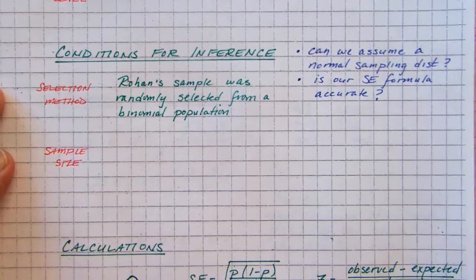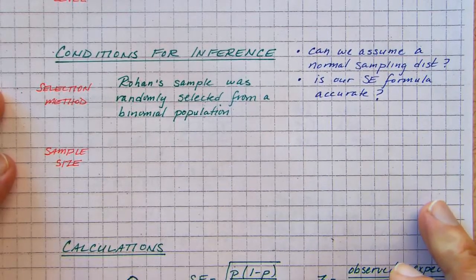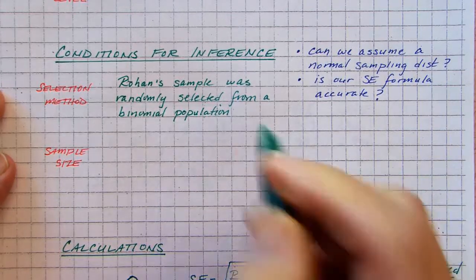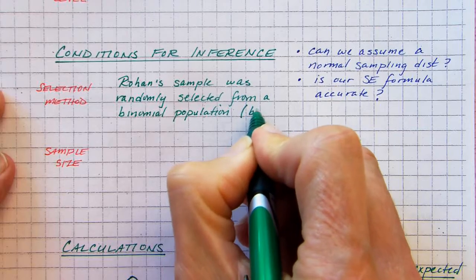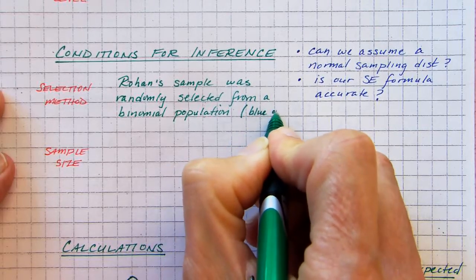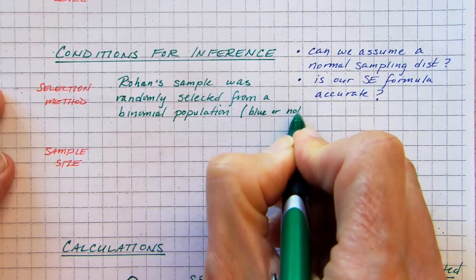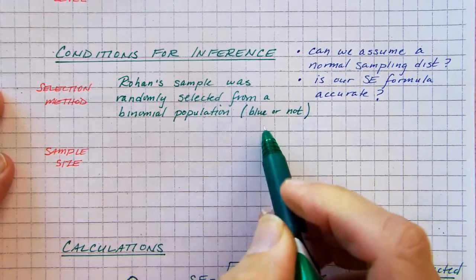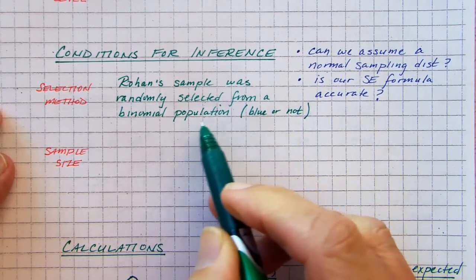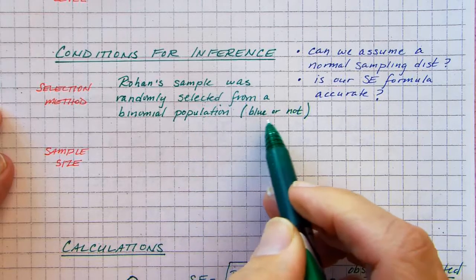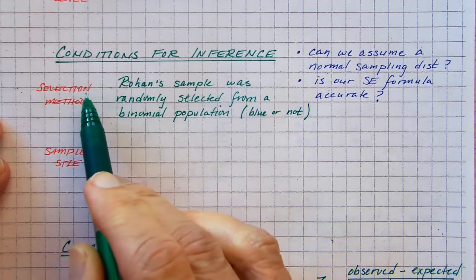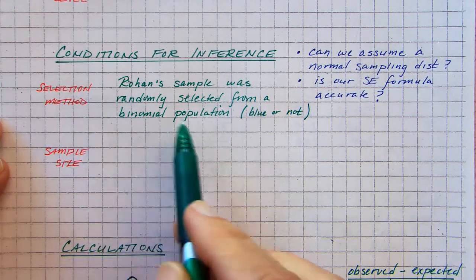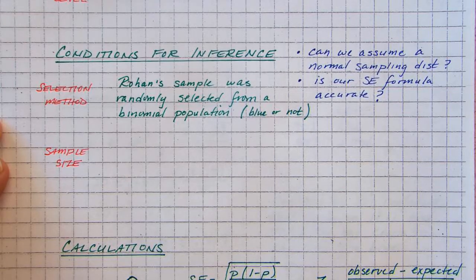Now, how do we know that the population, the chips in the box, were binomial? Well, when chips were chosen, the chip was either blue or not blue. You always want to write down why the population is binomial, and not just say the phrase "binomial population." So that's the first condition, the selection method. We want randomness and a binomial population.